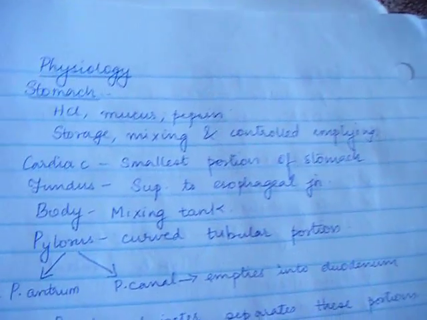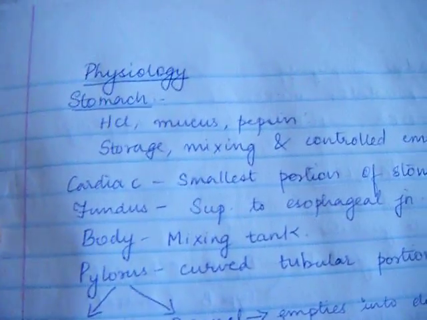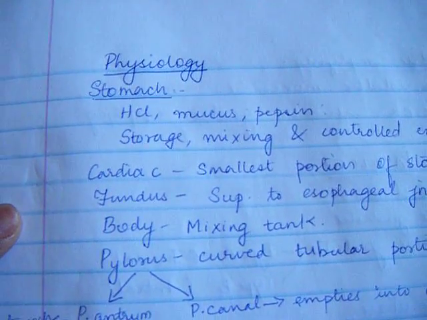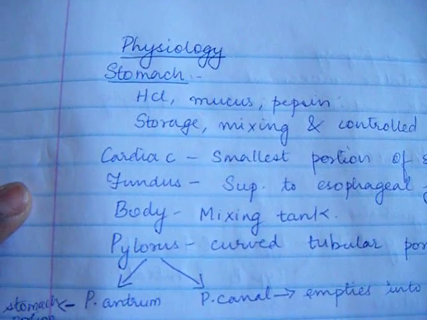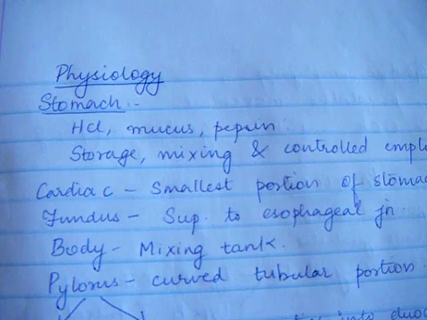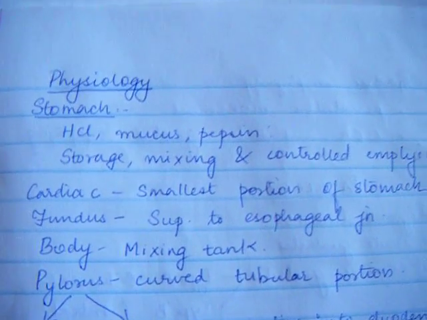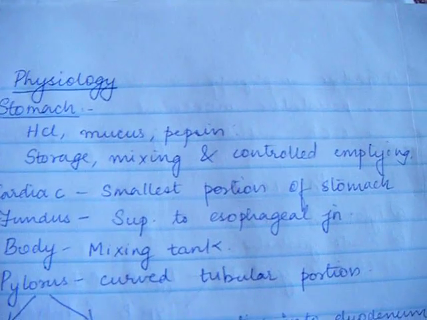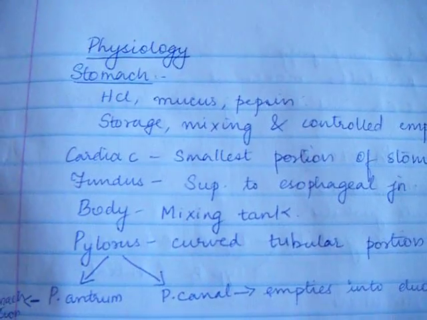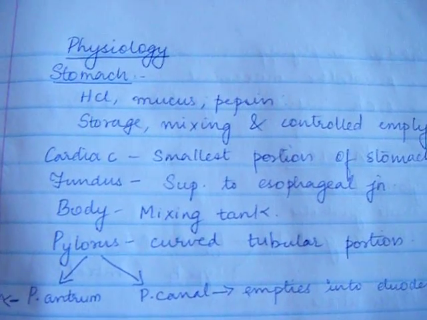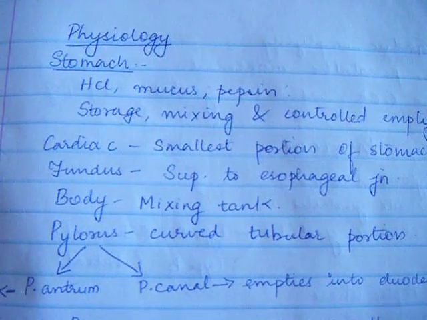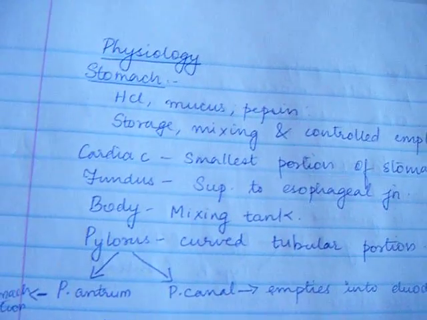Now we are coming to the physiology part of the stomach. The stomach is mainly concerned with the gastric contents such as hydrochloric acid, mucus and pepsin. And the main function is storage of food, mixing of food and controlled emptying. As we have seen, cardiac portion, fundus portion, body portion, pylorus portion.